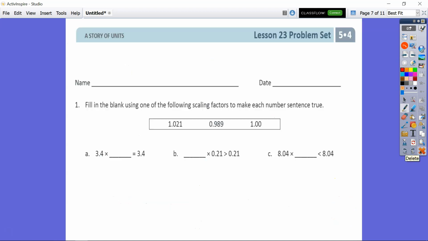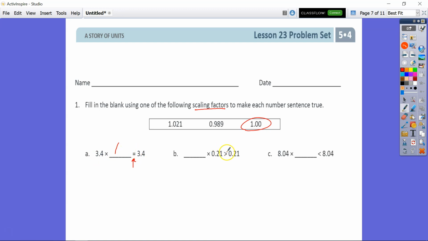All right, let's go ahead and take a look at our problem set now. So it says fill in the blank using one of the following scaling factors, let's underline that, to make each number sentence true. So now we know that we have an equal sign here, so automatically when you see that equal sign, you know it's going to be your 1. All right, anything times 1 equals itself. So in this case, 3 and 4 tenths times 1 equals 3 and 4 tenths.